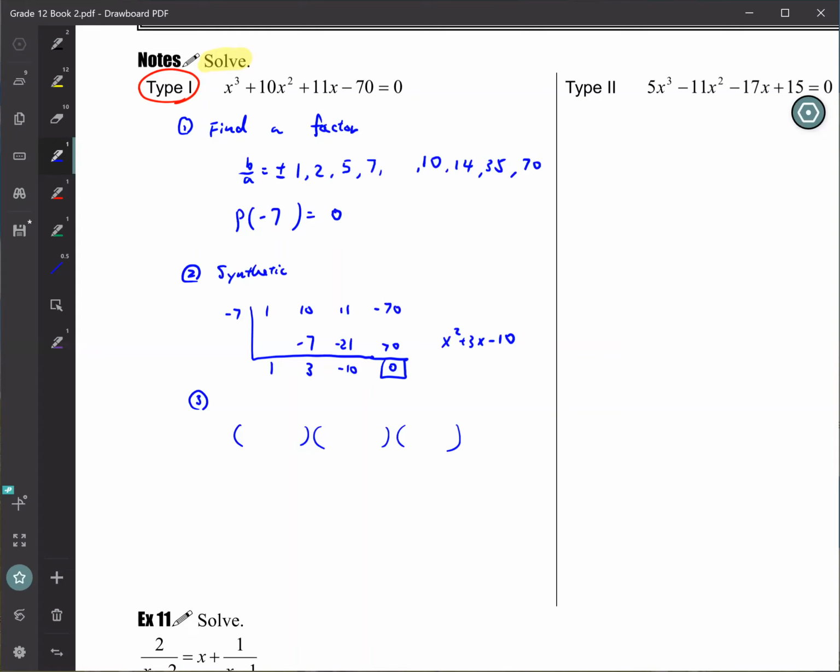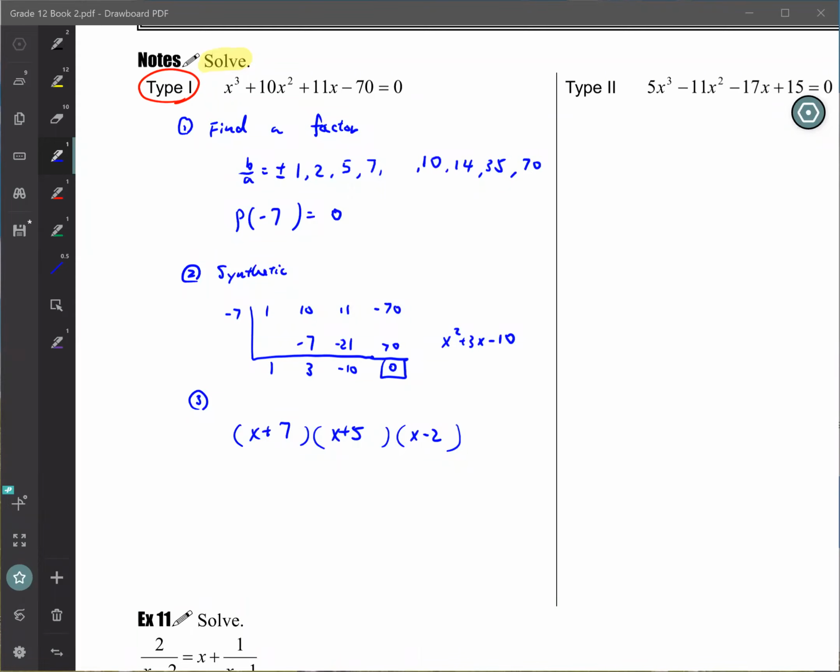Okay, Eric, what are the 3 brackets then? I used a different number. It's okay, you end up the same. x plus 5, x plus 7, x minus 2. Yeah, it doesn't matter which one you start with. Your final 3 brackets should be the same. Okay? Tiana, any questions so far? Samantha, you got it?